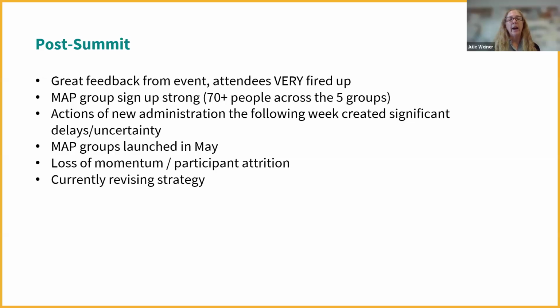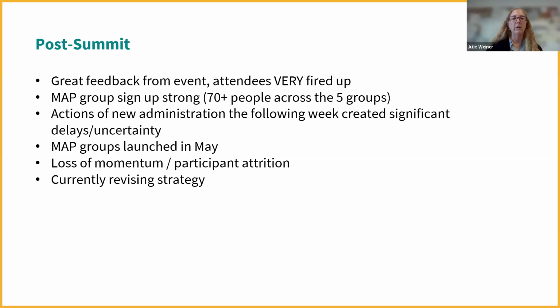So I am the person who actually is raising all the money for the initiative. I had raised all the money for the summit, and I had raised all the money for the first year of the professional facilitators that we had hired to run the map groups, because none of us in our coalition felt like we should be running the map groups. We didn't have the expertise. So I had raised the money for the summit and the money for the map groups for the first year.